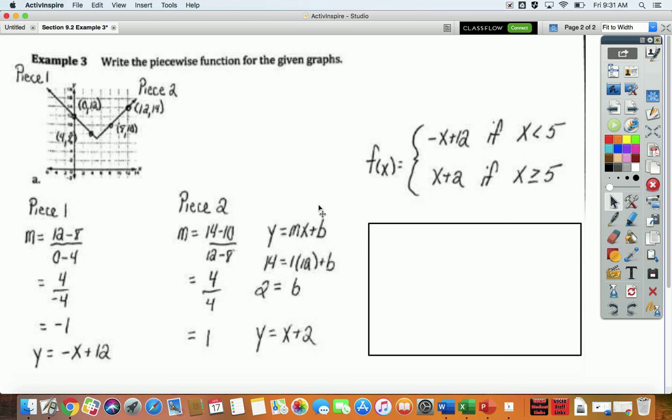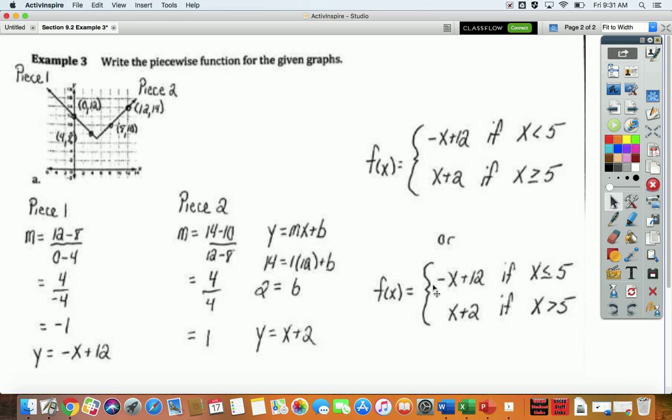Since they share the same ordered pair, it can go with either. So if you notice, I can also write the equation as -x + 12 if x is less than or equal to 5, and x + 2 if x is greater than 5. If you put the equal to sign with both of them, you're violating the rule for a function, so it can only go with one. Which one you choose depends on you.